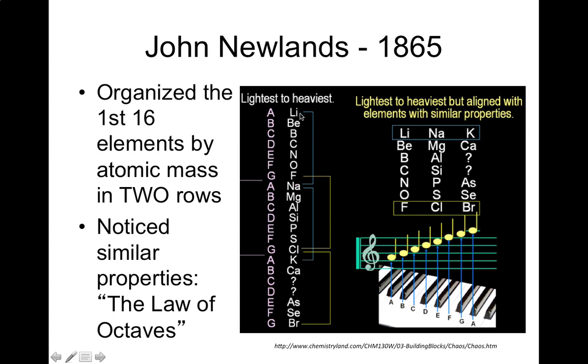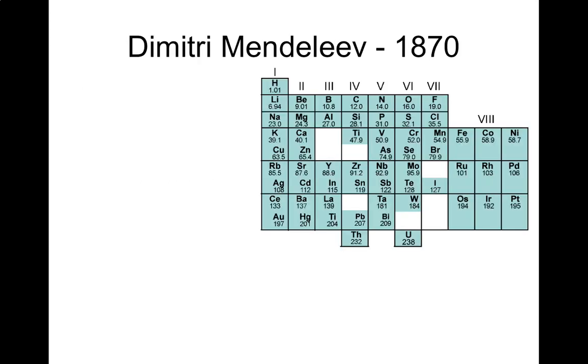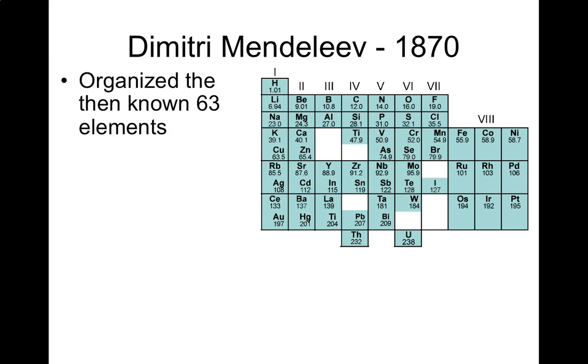He noticed that the first 8 would have similar properties, and then the next 8 would also have similar properties. So he'd say the first one here and the first one here, those are similar. The second one here and the second one here, those are similar. He was just looking at how there might be similarities, but this was really limited, and it wasn't a very good way of visualizing what's going on, although it is nice to think of it as music. Dmitri Mendeleev is generally who we think of as the father of the periodic table. He said in 1870, let's organize the known 63 elements.